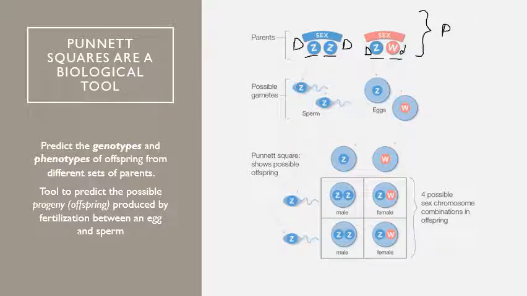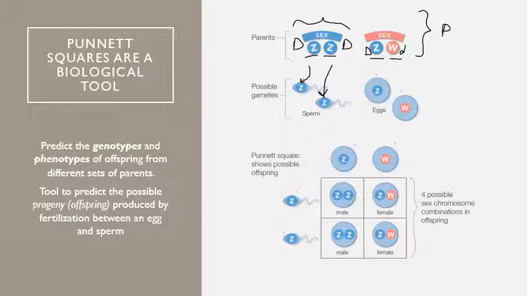This particular example is showing sex determination of sex chromosomes in a bird. Don't worry about that for now. So when we're thinking about what sperm are produced, because he's homozygous dominant, we know that both of the sperm that are capable of being produced are going to have that dominant allele in them.